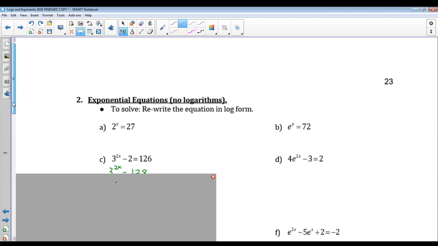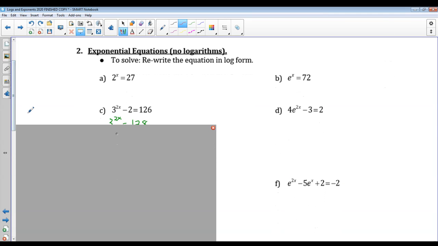Next, exponential equations with no logarithms. All right, so exponential equations where there's no log terms written. This is really just the straight inverse. This is why we have this inverse.